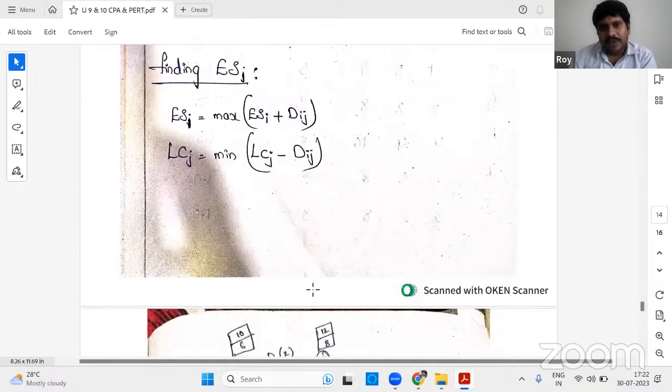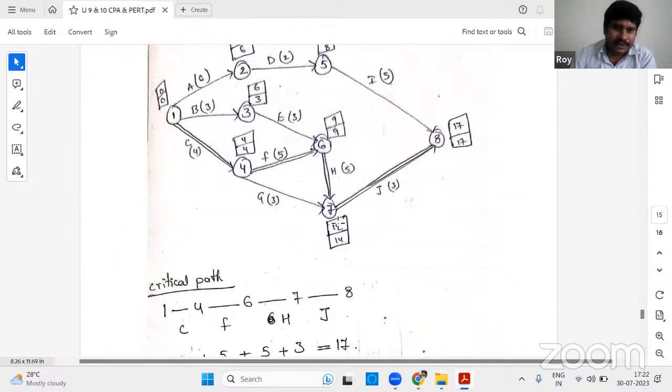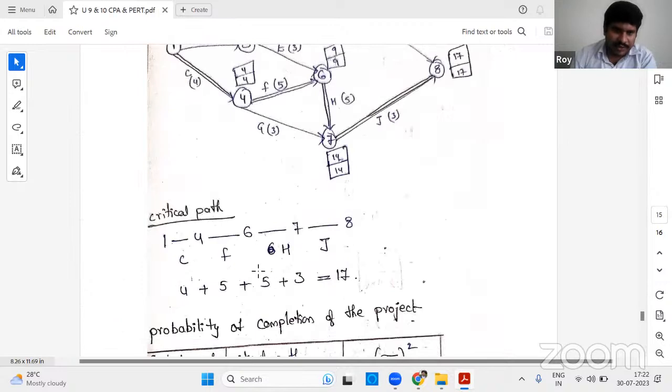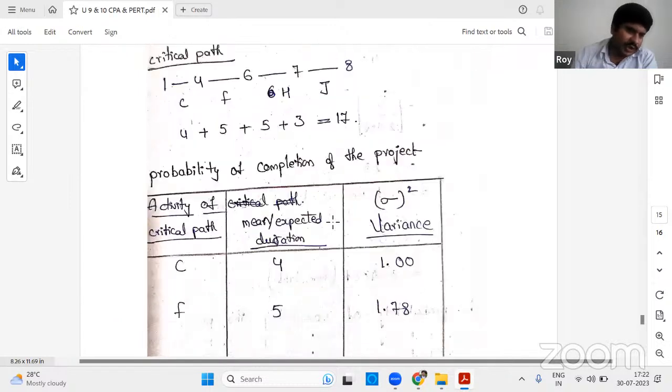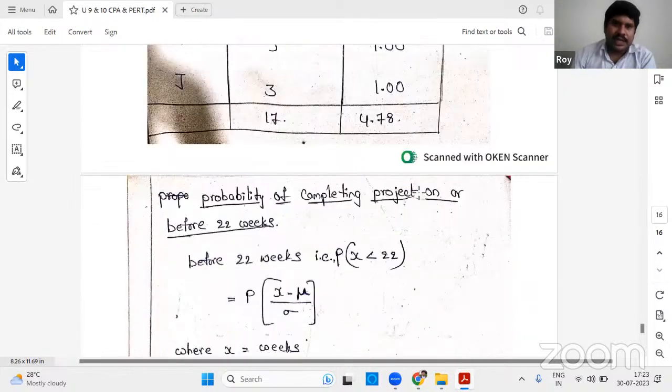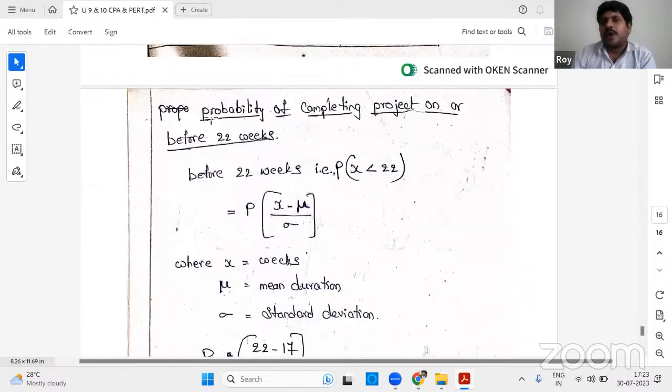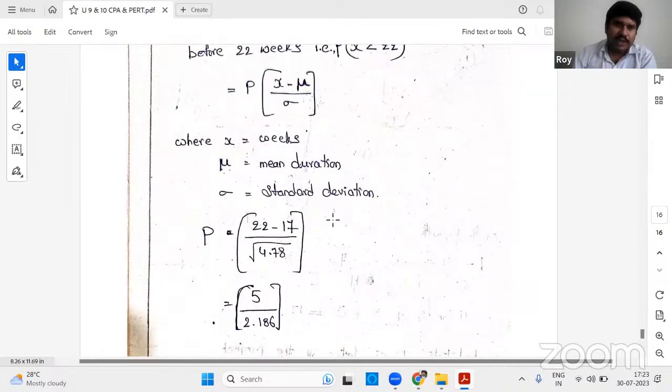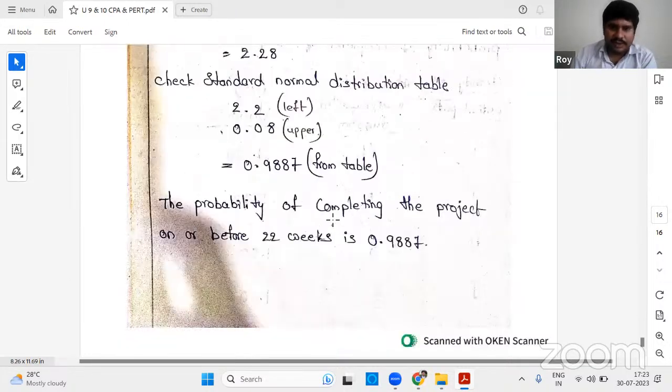By using the formulas also you can calculate these things. These boxes are there now. There's a critical path, and for the project completion, you calculate the mean expected duration and the variation. After calculating the variations, for how many weeks it needs, this is the formula. Once you apply this, you will get the answer.